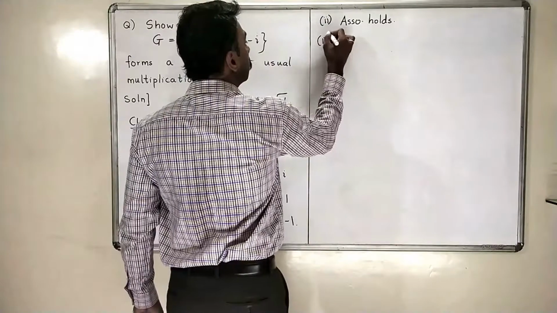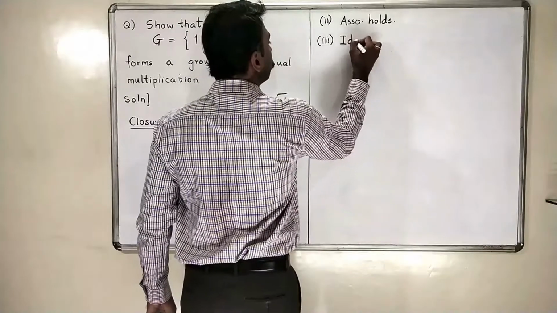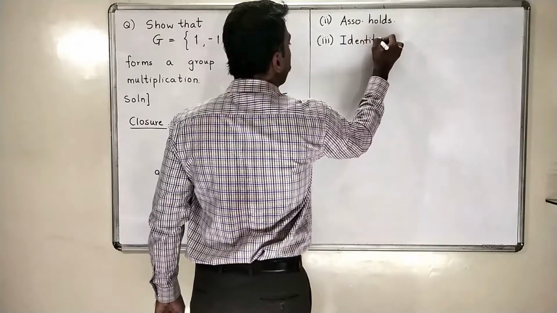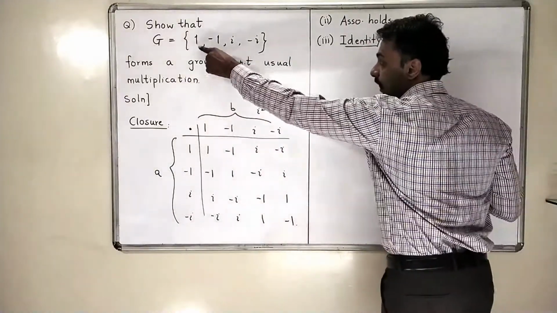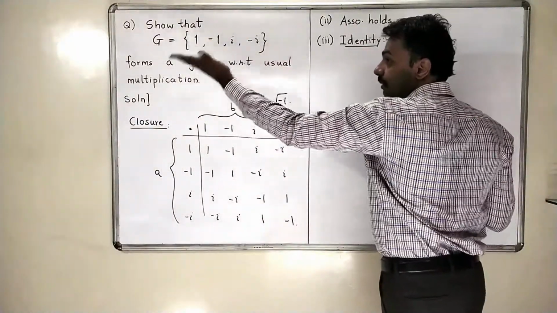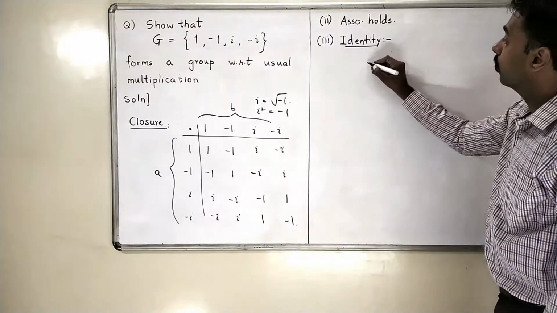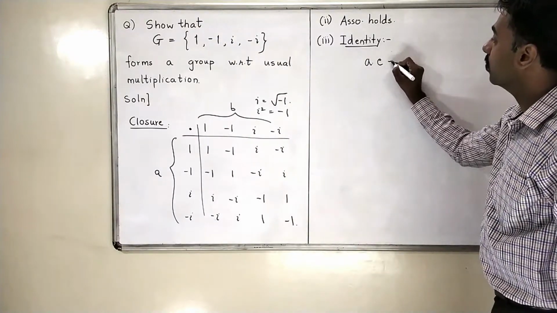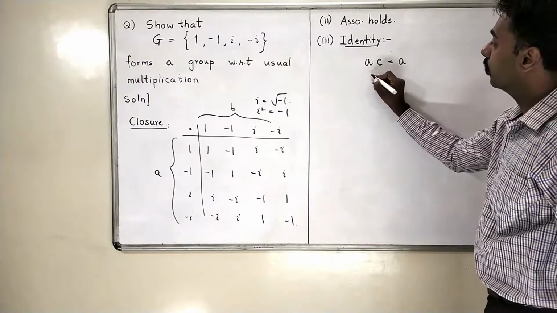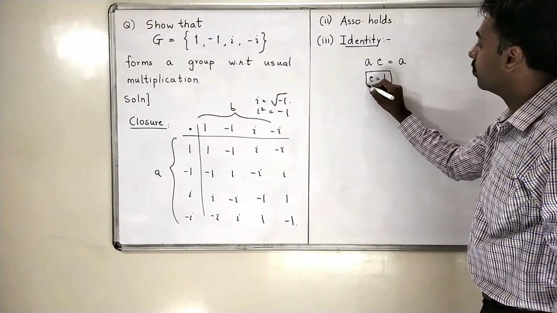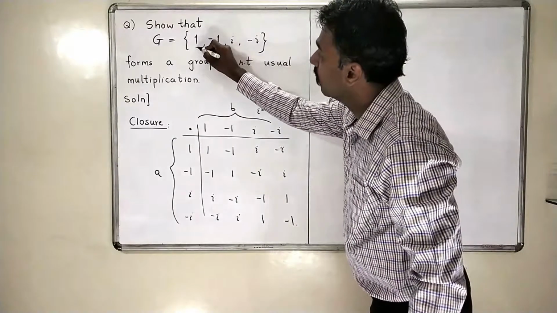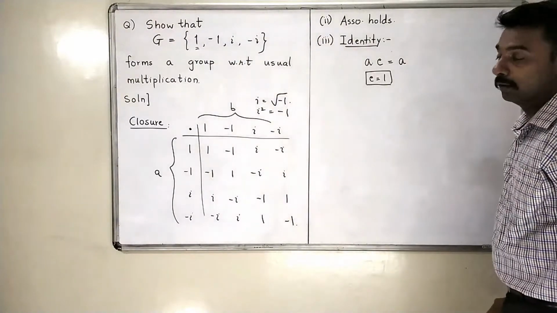Third is identity. So do I see any element in this set which, when I multiply with any other element, gives the same element back? So a into e should be equal to the same a. So clearly the identity is 1. So this 1 is the identity of my group.